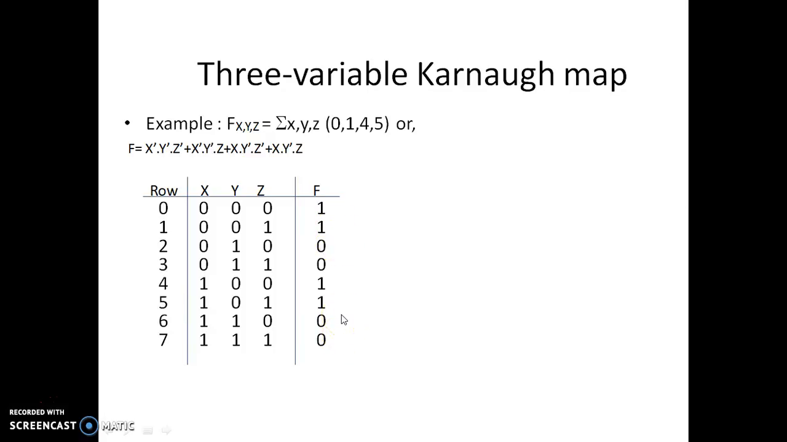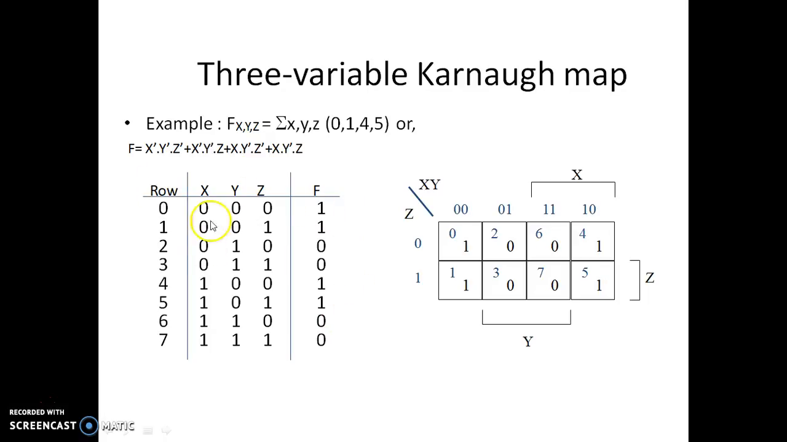Now the second step is the K-map. So with the help of the truth table, we can find out the K-map. So this is the way of representing the three variable K-map. Now we have to just allocate or map these ones into the K-map. So at the 0, 1, 4th and 5th positions, we will map the ones. So 0, 1, here is the 4th position and here is the 5th position.